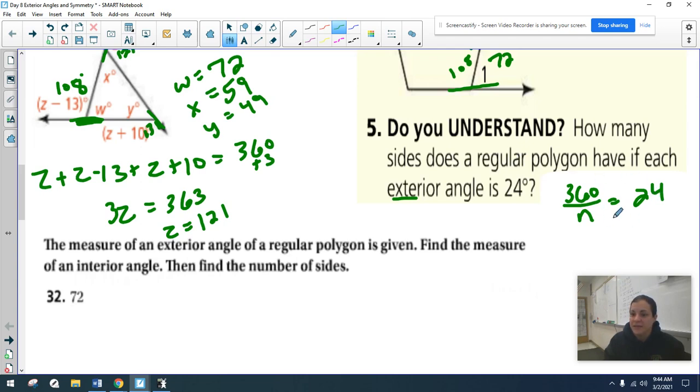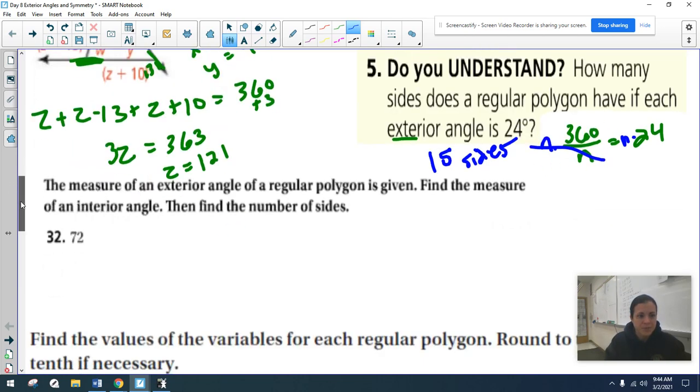So if I do this, what I can do to solve is, remember when there's a variable on the bottom and a number by itself, you can just swap them. Because basically to solve, what you're doing is timesing by n. And then to solve for n, you would divide by 24. So if you do 360 divided by 24, you're going to get 15. Okay, so that would be 15 sides. So sometimes they'll ask you for the number of sides and you have to work backwards.